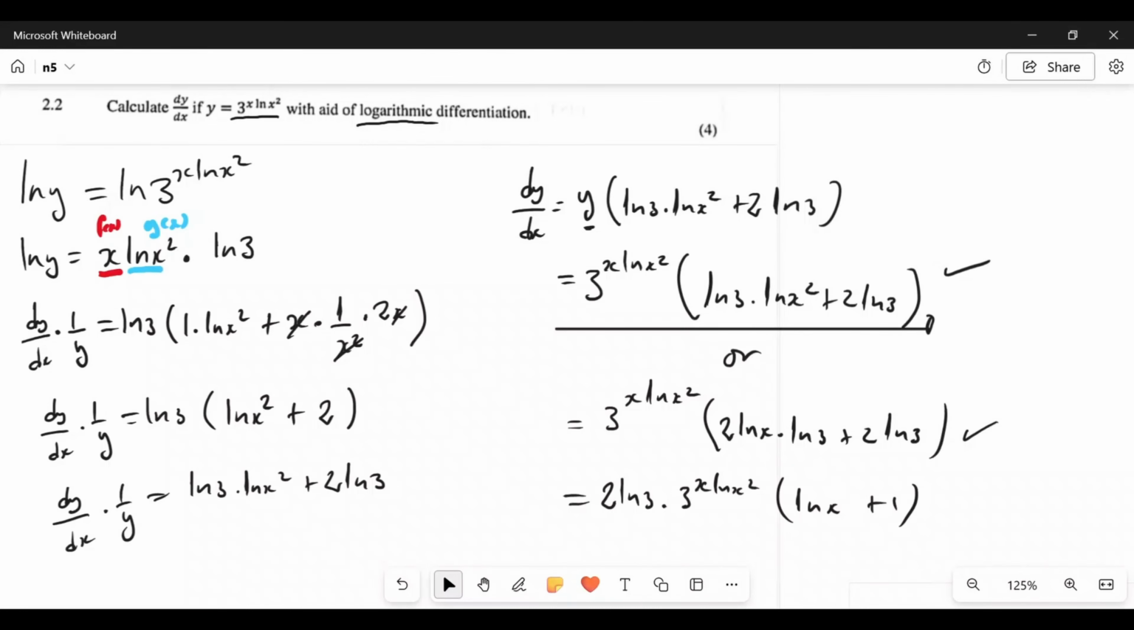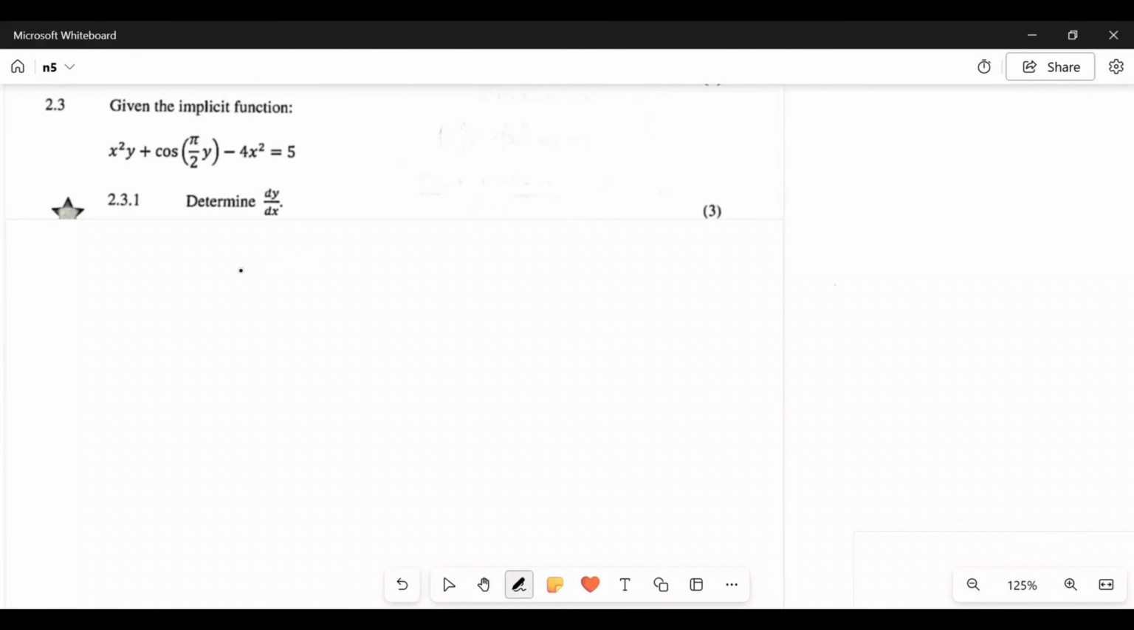We are done with 2.2. Let's go and do 2.3. Here is our 2.3. Now we're going to start with 2.3.1, but let's see what it is that we're supposed to do here.